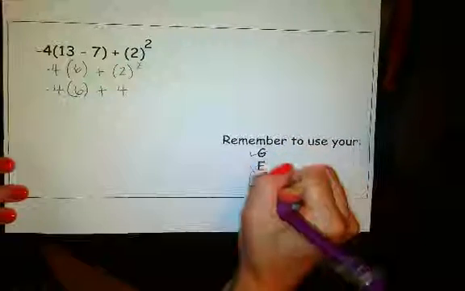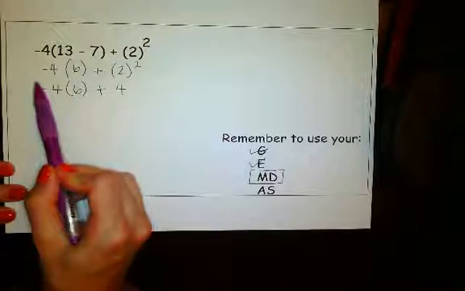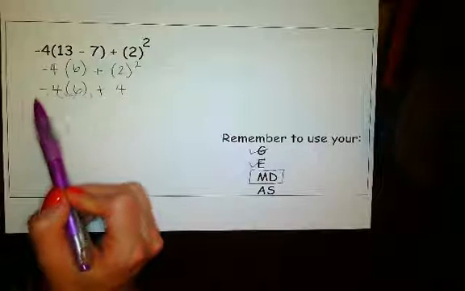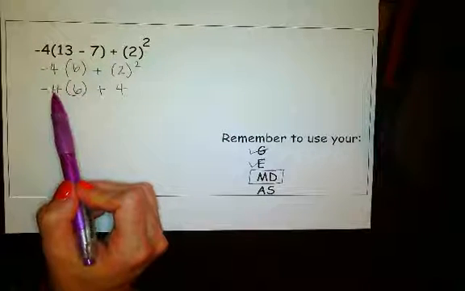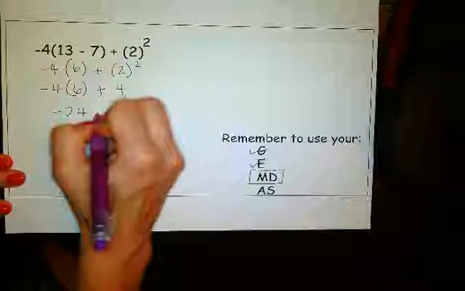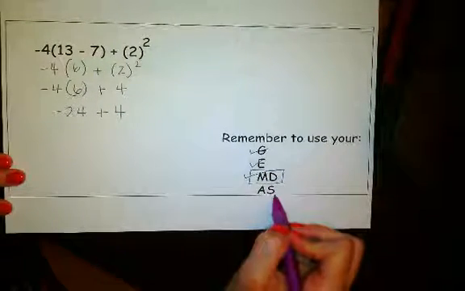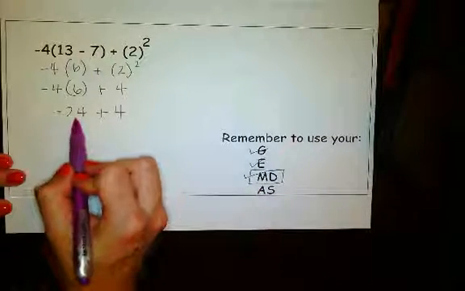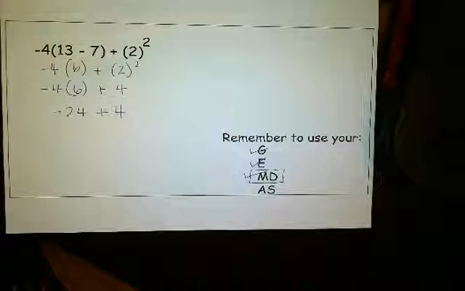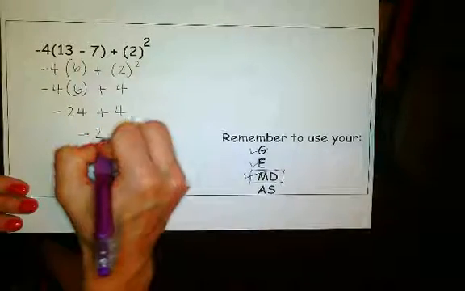And now I'm going to multiply and divide in the order that I see it. And this is where this problem can get a little bit tricky. I do have multiplication. Here's where my negative number comes into play. Negative 4 times 6. A negative times a positive is a negative. So this is going to be a negative 24 plus 4. And that brings me to my last step, which is addition and subtraction. A negative plus a positive. When the signs are different, I'm going to find the difference. So I'm actually going to subtract, and that's going to leave me with a negative 20.